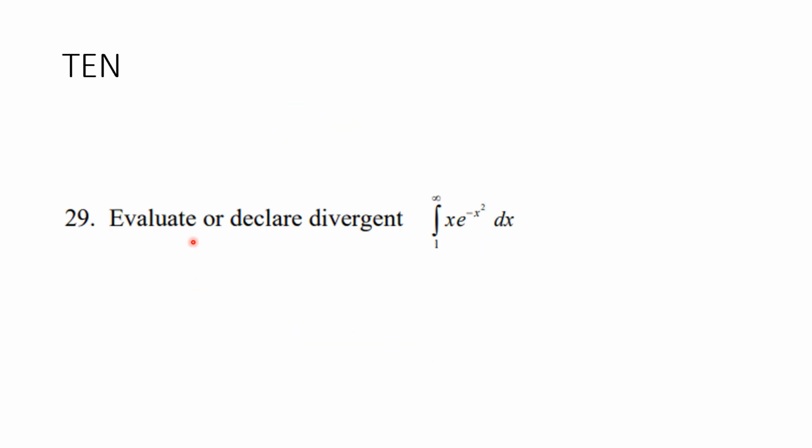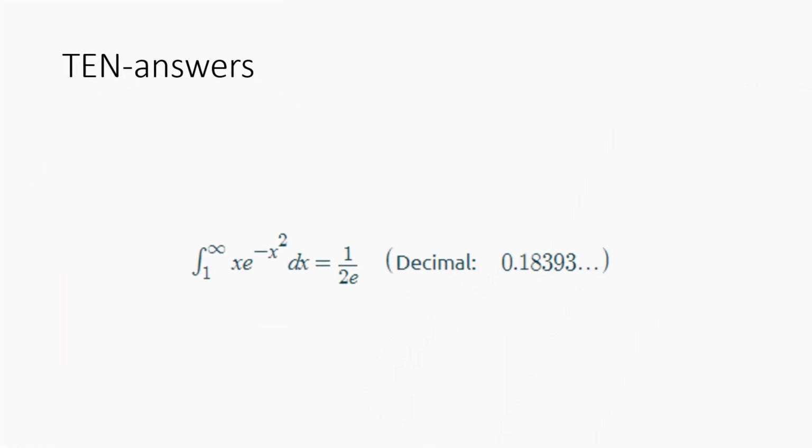And here you're supposed to evaluate to see if this is a divergent or convergent integral. We do improper integrals when we're doing Laplace transforms. And so we use the limit definition of this, and it is 1 over 2e is the exact answer.